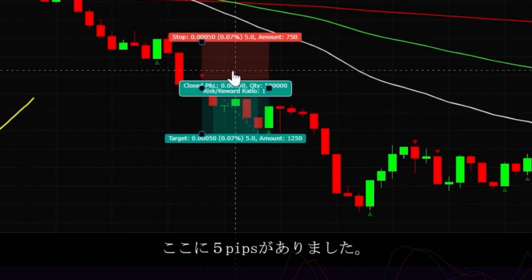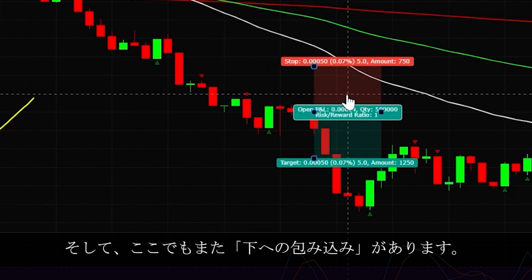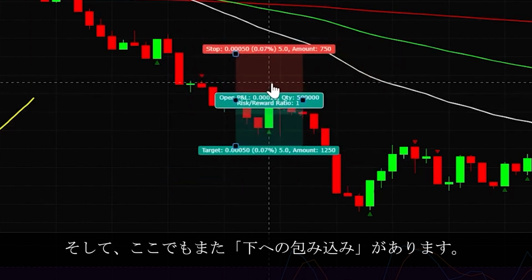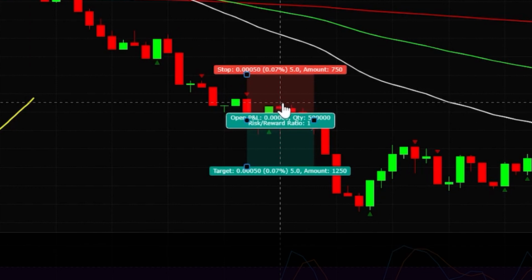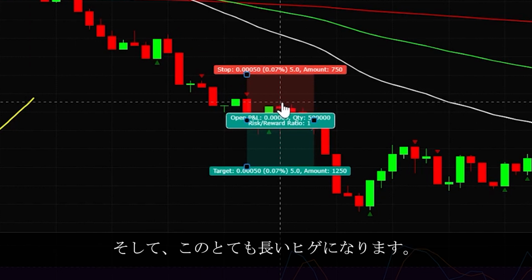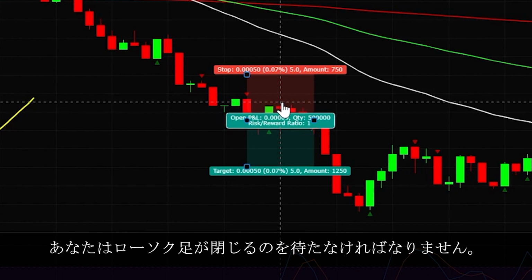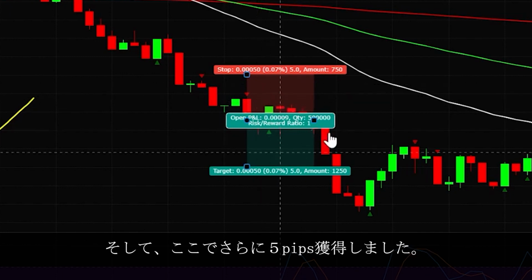So we had our 5 pips right here. And then again, here is another bearish engulfing. So when the candle closes, only when the candle closes, because it could be this huge fat candle, but then at the last second reject up and you get this really long wick, you have to wait for the candle to close. And we got another 5 pips right here.